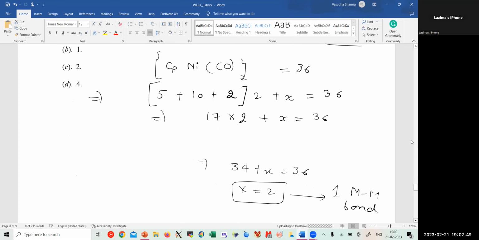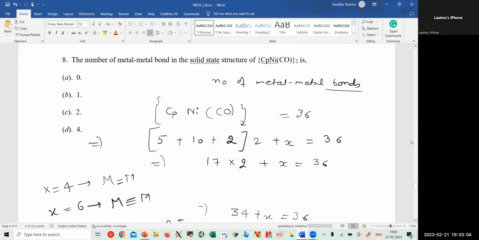So the two electrons will correspond to one metal-metal bond. If we have x equals 4, this will correspond to a metal-metal double bond. x equals 3, triple bond, and so on, because one bond comprises two electrons. So the question was, you need to find out the number of metal-metal bonds in the solid state structure of CpNi(CO)2, which is 1.